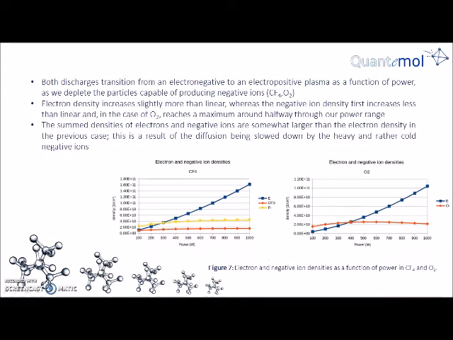Here, figure 7 shows how both discharges transition from an electronegative to an electropositive plasma as a function of power. As we deplete the particles capable of producing negative ions, CF4 and O2, note how both densities deviate from the linear behavior as a function of power. The electron density increases slightly more than linear, whereas the negative ion density first increases less than linear and in the case of O2 reaches a maximum around halfway through our power range. Furthermore, the sum densities of electrons and negative ions are somewhat larger than the electron density in the previous case. This is a result of diffusion being slowed down by the heavy and rather cold negative ions.